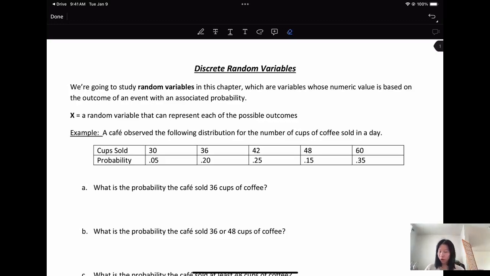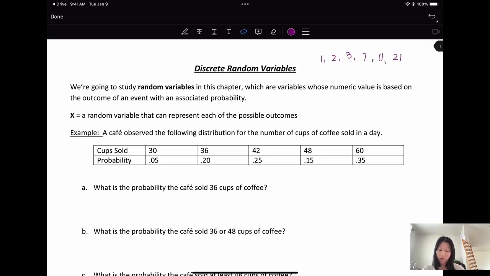Hello, in this video, we're going to talk about discrete random variables. Discrete random variables are variables whose numerical value is based on the outcome of an event with an associated probability. Earlier, we talked about data. We have two types, and when it comes to numerical data, we have discrete data and also continuous data. A discrete random variable can take on a countable number of possible values, such as 1, 2, 3, 6, 7, 11, 21, something like counting.